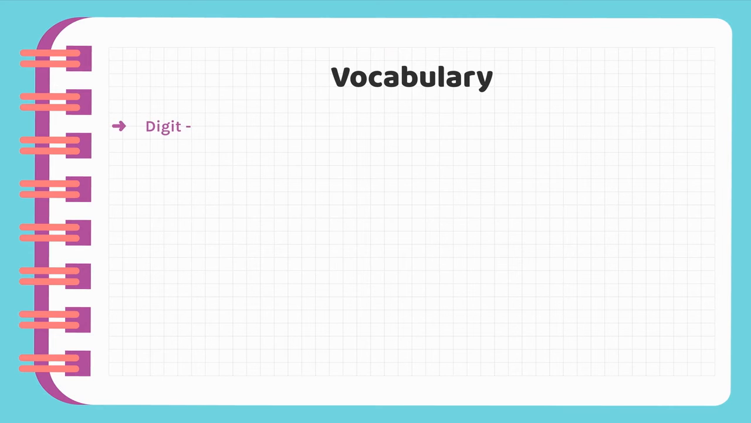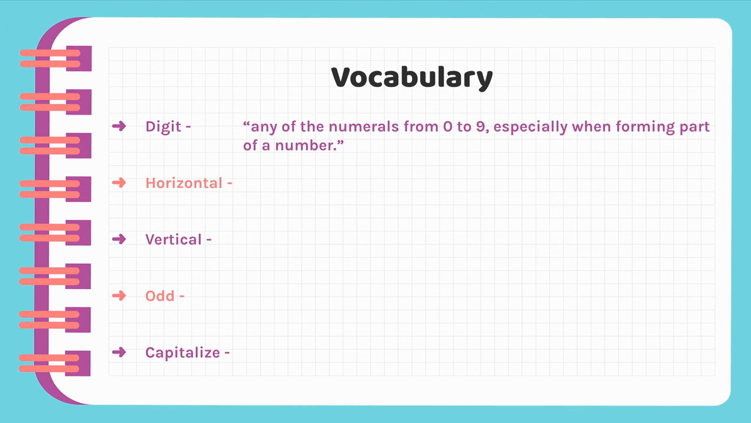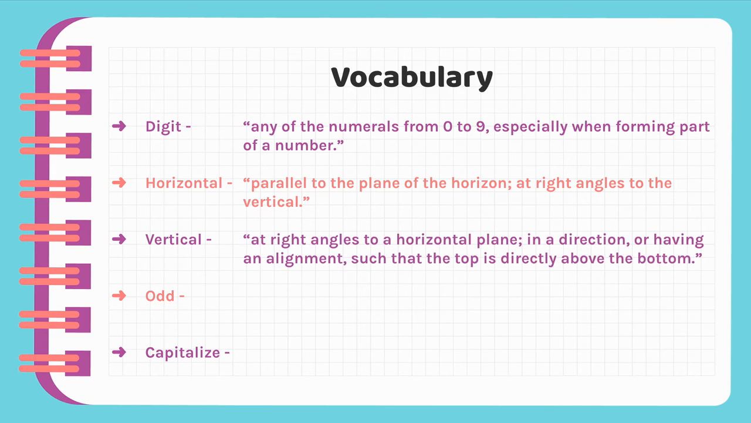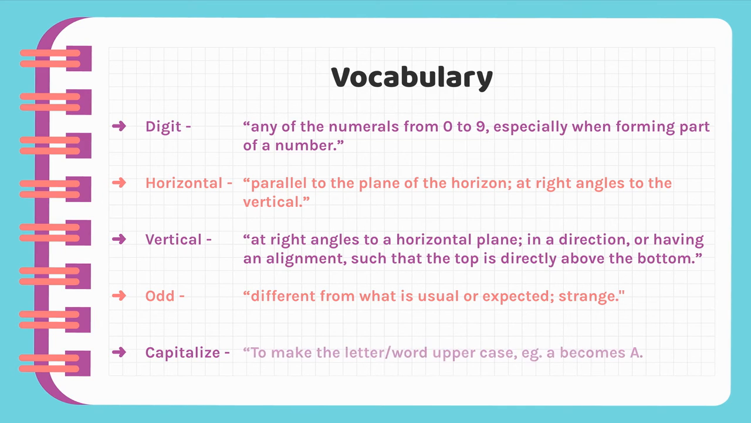Vocabulary. Digit, horizontal, vertical, odd, and capitalize. Digit means any of the numerals from 0 to 9, especially when forming part of a number. Horizontal means parallel to the plane of the horizon, at right angles to the vertical. Vertical means at right angles to the horizontal plane, in a direction or having an alignment such that the top is directly above the bottom. Odd means different from what is usual or expected, strange. Capitalize means to make the letter or word uppercase. Example, a becomes a capital A.